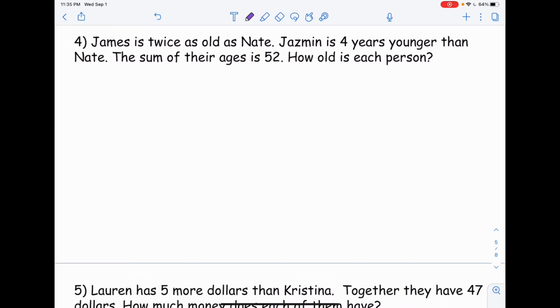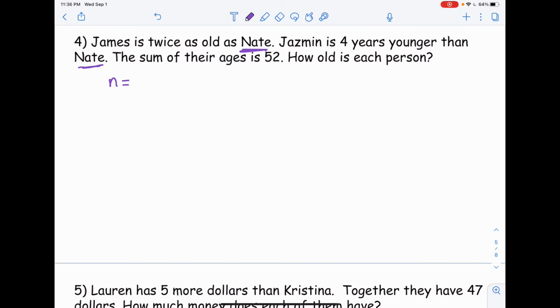James is twice as old as Nate. Jasmine is 4 years younger than Nate. The sum of their ages is 52. How old is each person? For this question, we are going to assign our variable to one person, and then we will build other people's ages based on that one person's variable. Let's check the question. As you can see, James' age is based on Nate, and then Jasmine's age is based on also Nate. So Nate is the person that we will use for the variable.